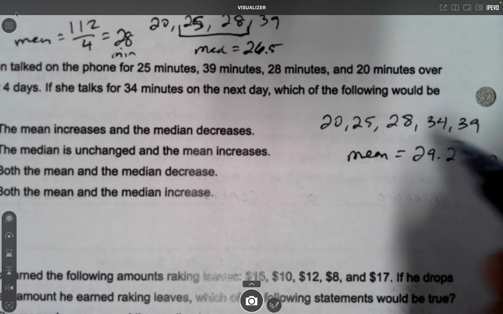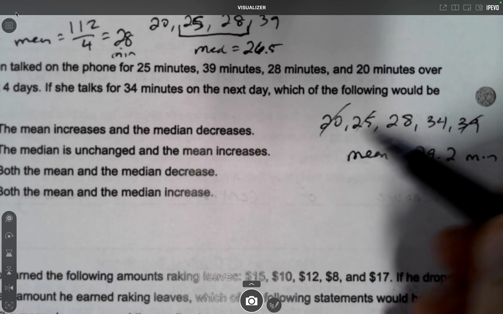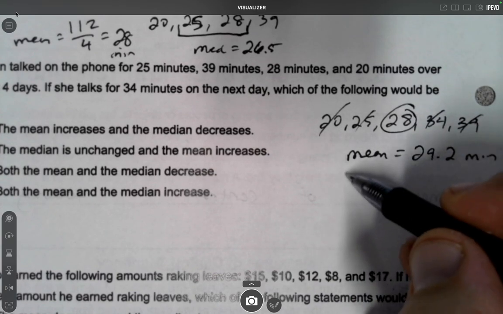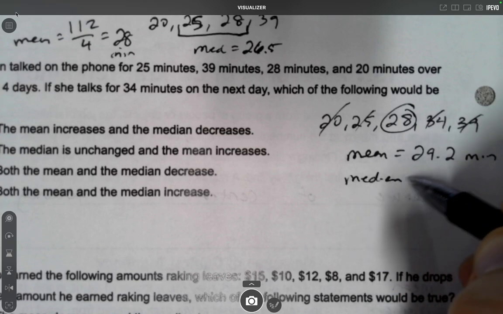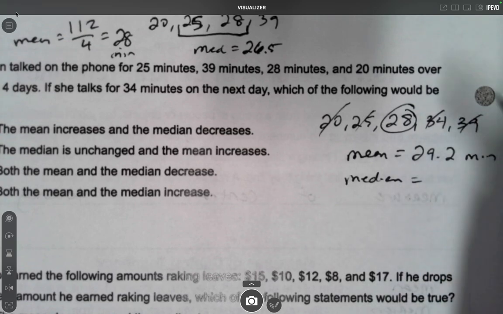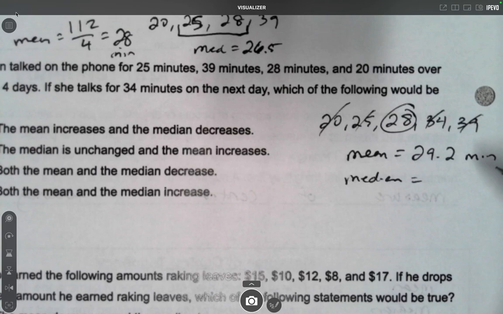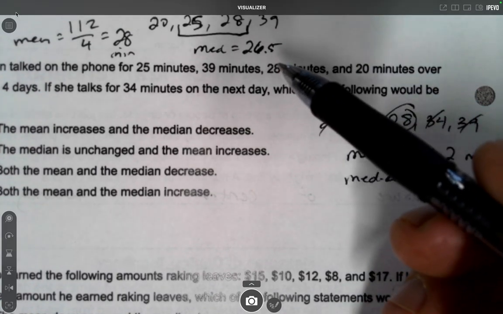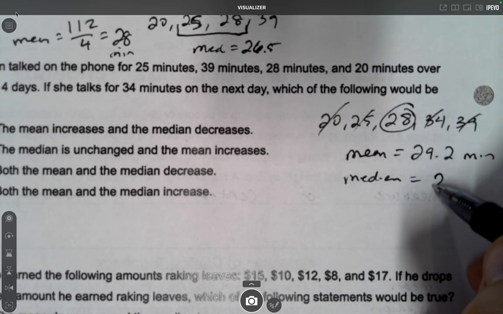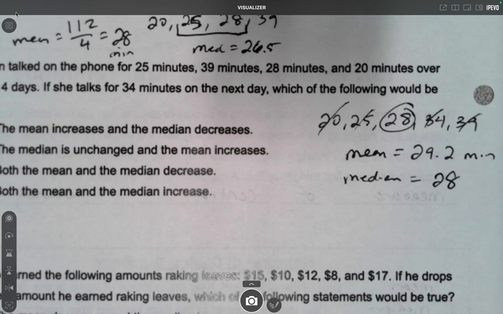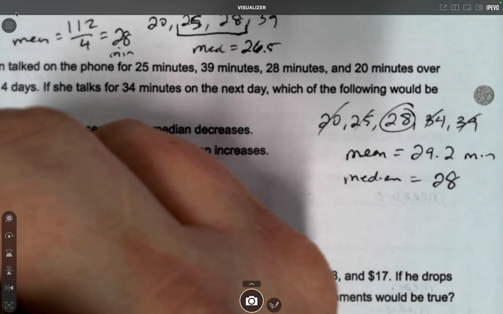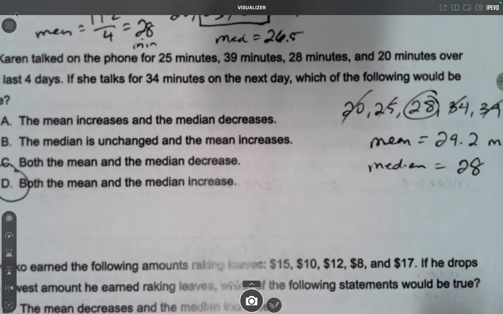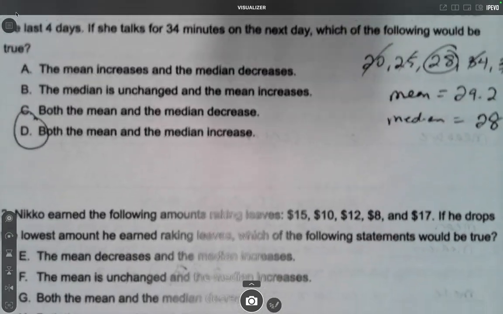Now let's talk about the median. Well, we cross these off. The median is the middle number, which is 28. So the mean has increased from 28 to 29.2. The median has increased from 26.5 to 28. So both of them have increased. So that means we pick D, both the mean and the median increase.